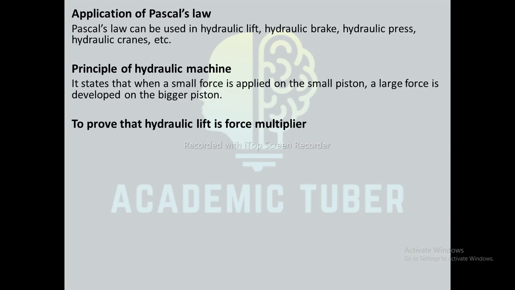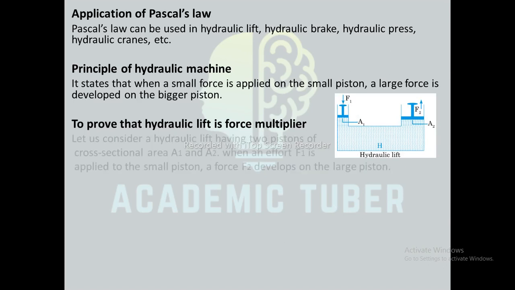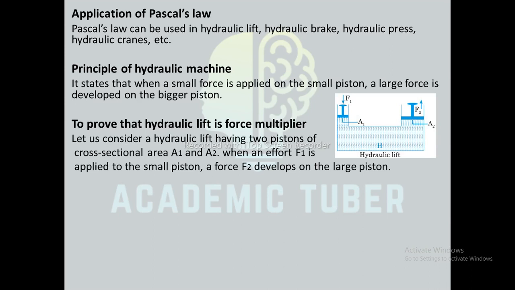To prove that the hydraulic machine is a force multiplier, here is a diagram showing a hydraulic lift. Let us consider a hydraulic lift having 2 pistons of cross-section area A1 and A2 as shown in the figure. When an effort F1 is applied to the small piston, a force F2 develops on the larger piston.